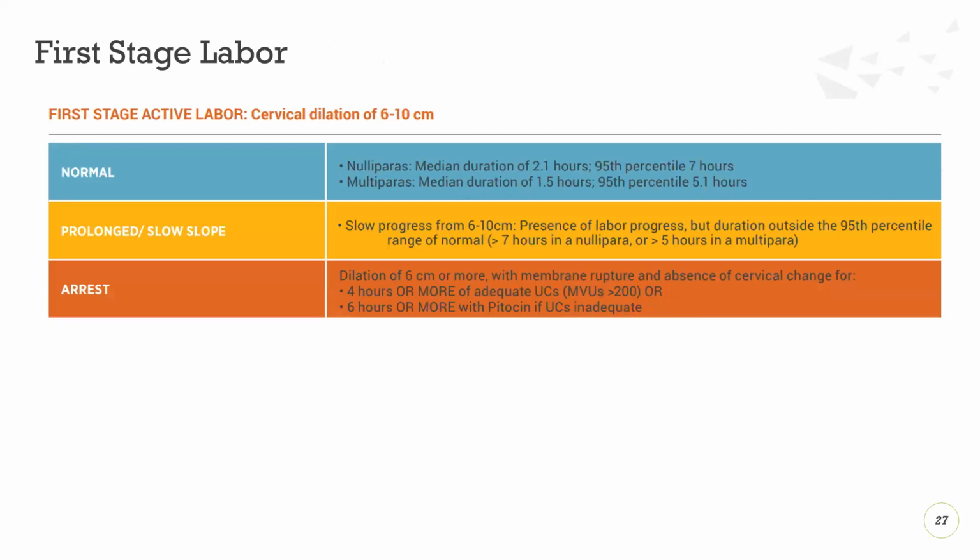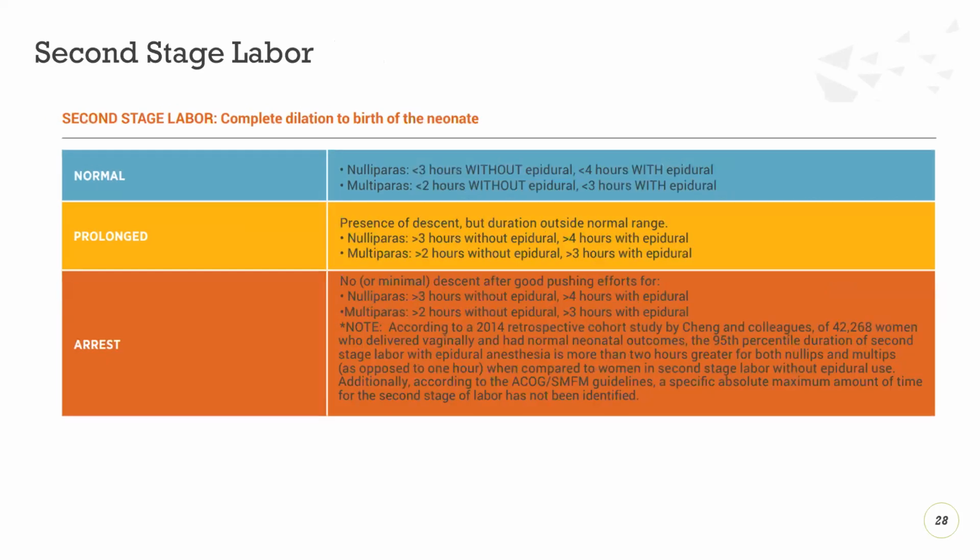Here we're looking at 6 to 10 centimeters. And again, looking at these hour ranges, somewhere between 2 and 7 hours. It's normal to be 2 to 7 hours in that 6 to 10 centimeter range. And you can look at these. You can stop the recording and take a look at these. And then here we are looking at second stage. This is complete dilation to the birth of the baby, looking at our pushing times with epidurals and without epidurals. And again, this is based on our current population of birthing moms and not on that 70-year-old document.